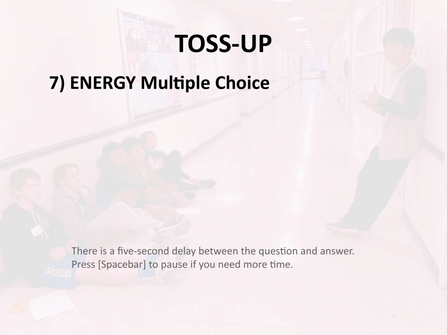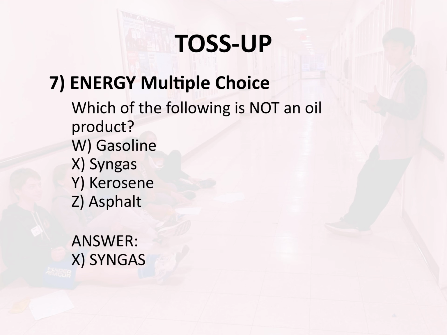Toss-up 7. Energy. Multiple choice. Which of the following is not an oil product? W. Gasoline. X. Syngas. Y. Kerosene. Z. Asphalt. Answer: X. Syngas.